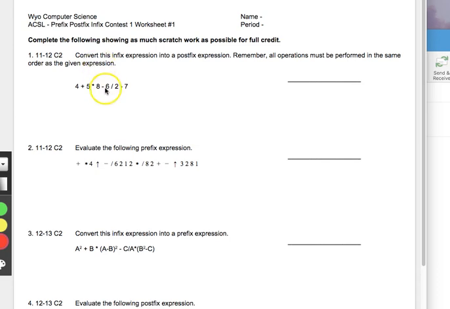Number one, this is Infix, which we just call normal math, where your operator, like a plus sign, is in between the two operands that binary operator acts upon. But for reasons I don't want to get into, computer scientists sometimes like to see things as postfix or prefix. And question number one, we have to convert this to postfix.